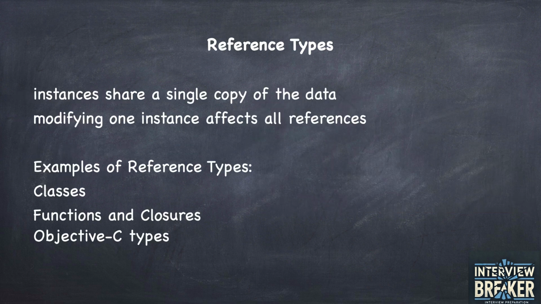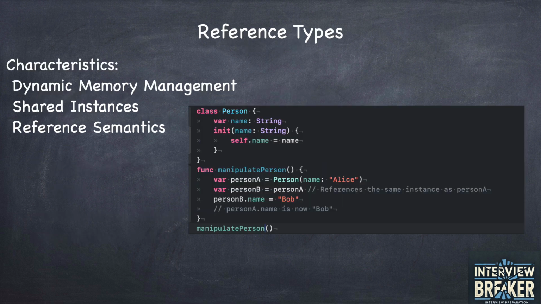Reference types. Reference types are data types where instances share a single copy of the data, and modifying one instance affects all references. Examples of reference types: classes, functions and closures, Objective-C types. Reference types are stored on the heap. The heap allows for dynamic memory allocation, which is necessary for reference types that can be accessed from various parts of the code. Characteristics: dynamic memory management requires careful management to avoid memory leaks. Swift uses automatic reference counting (ARC) for this purpose.